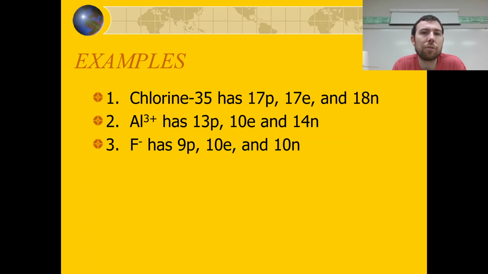Then here we've got fluoride 19. So you've got 9 protons, 10 electrons, and 10 neutrons. We have 10 electrons here because it's a fluoride anion. It's gained 1 additional electron, and so the number of electrons needs to outnumber the number of protons.